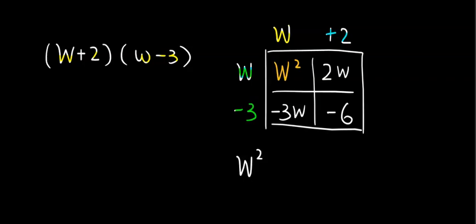W squared, no like term. And negative 3w and 2w combine like terms. We have negative w. Last term, copy down negative 6. This is how we use box method.